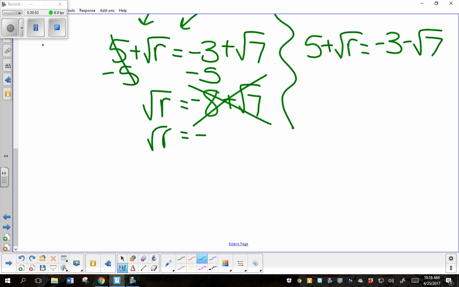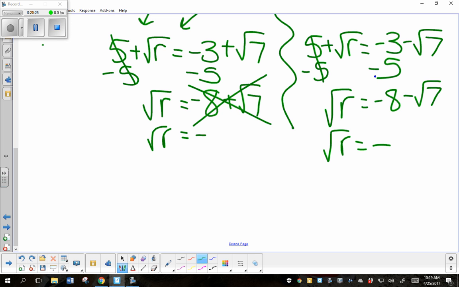That was nice, right? Now let's try on this side. We've got minus 5 minus 5. Square root of r equals negative 8 minus root 7. So remember, we said root 7 is like 2 point something. If I do negative 8 minus 2 point something, am I going to be negative or positive? Negative. When can I have root r equal a negative whatever it is? Never. I'm never going to take a square root and get a negative. So this one doesn't work either. No solution. I'll take a 0 with the slash too. The empty set.